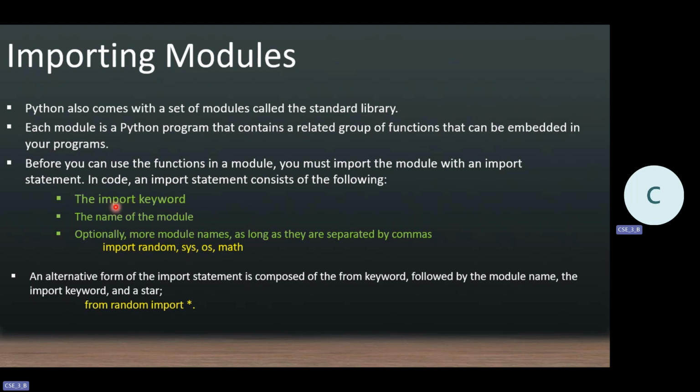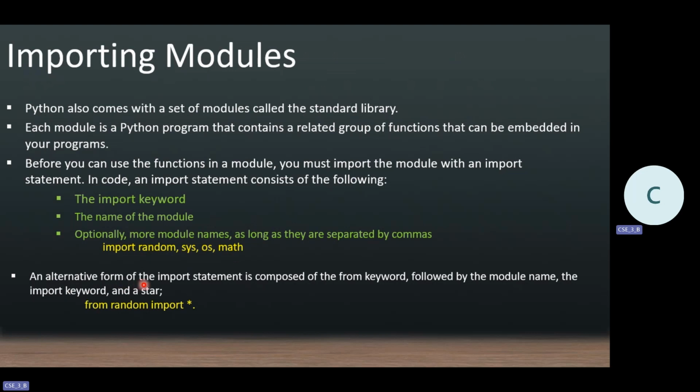First, we have to use the import keyword and the name of the module, and then optionally more module names, as long as they are separated by commas. Sometimes we have to import more modules, that is, more functionalities that are defined in different libraries. So we can give different module names comma separated, like import random module, comma sys module, comma os module, or comma math module.